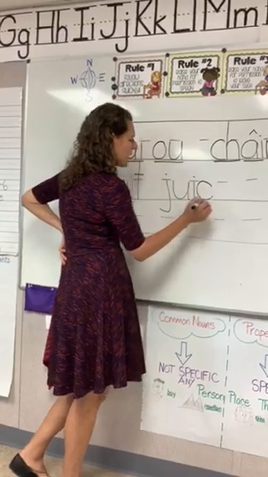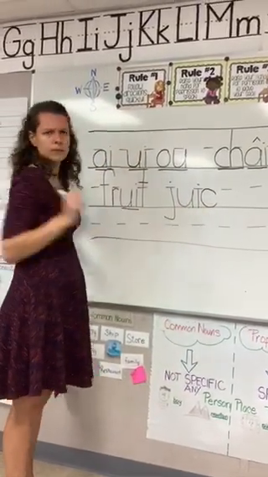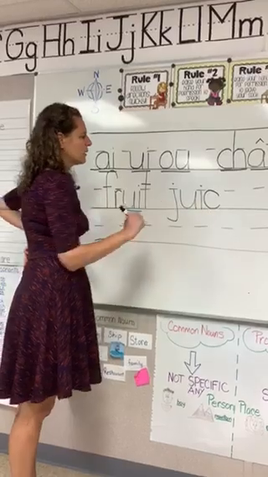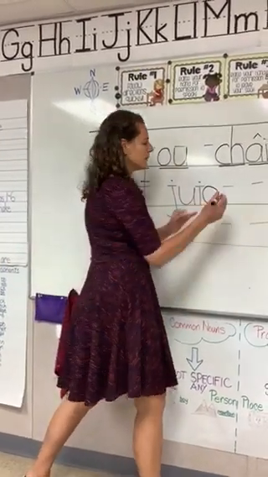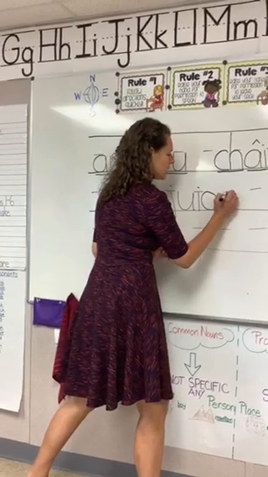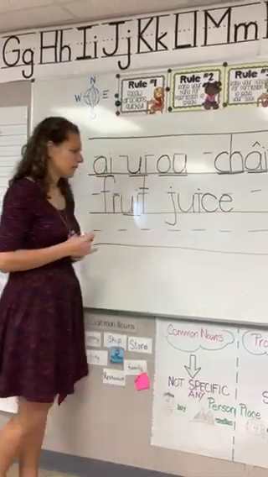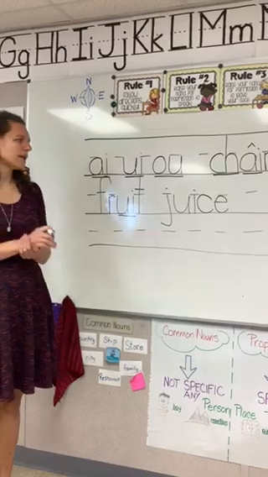But wait, if I stop now, this says juke. Do I want to write juke? No, to make this say S, what do I need to add? Good, a silent final E, job 3. So make your juice look like mine.